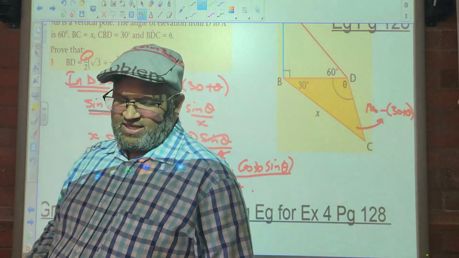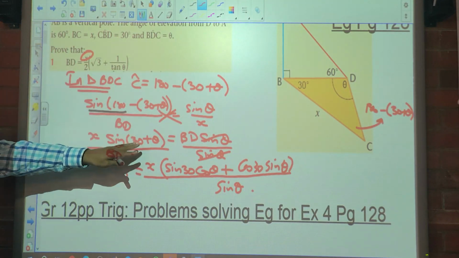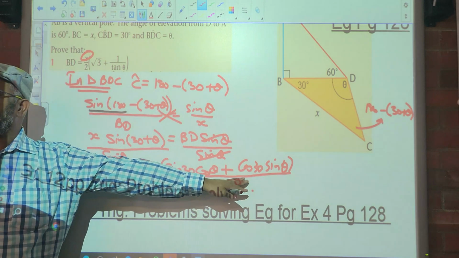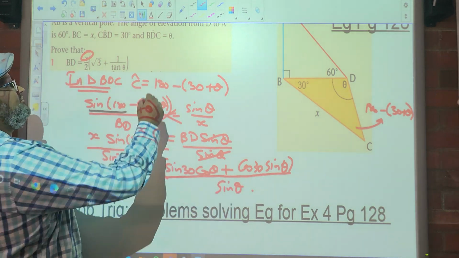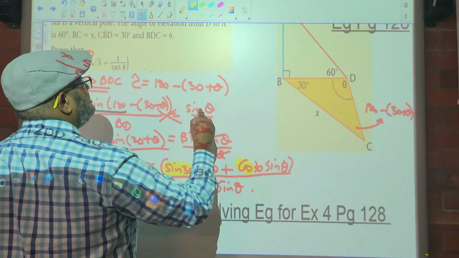Okay. So say, hang on, if I look at what we need to prove, there is no sine of 30 or cos of 30. So what I'm going to do is use the special angles there. Okay.